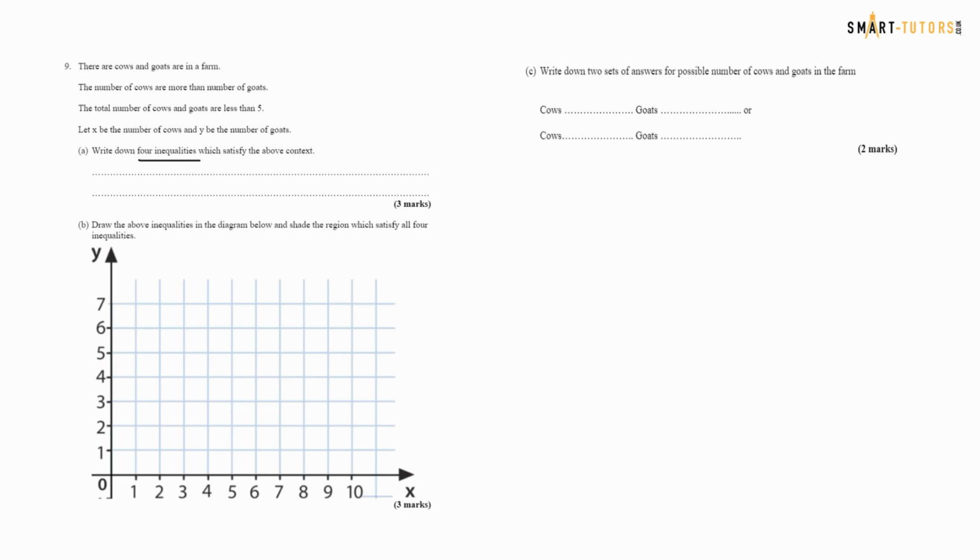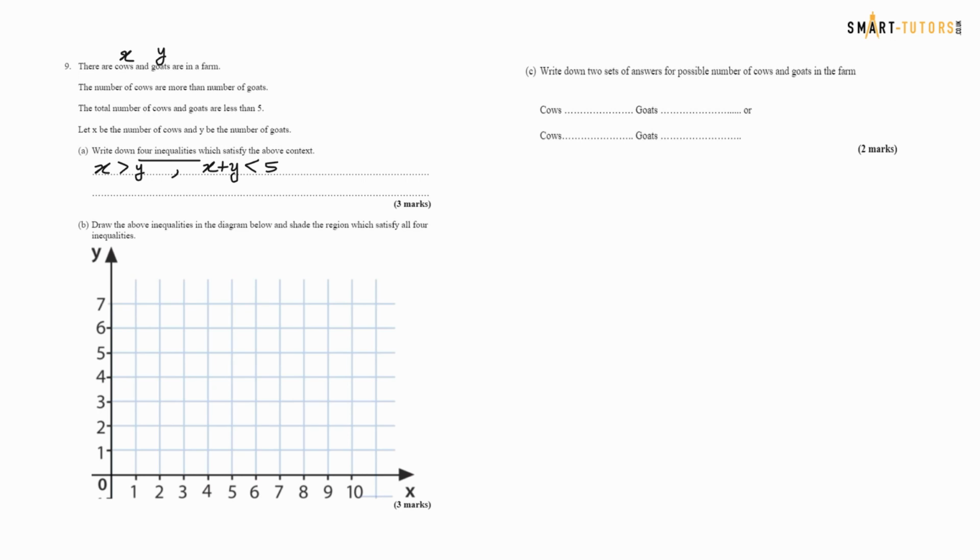So what we want to do: let x be the number of cows, and y the number of goats. The number of cows is more than the number of goats, so the number of cows, x, is more than the number of goats, y, right? And the total number of cows and goats is less than 5. So x plus y is the total number of cows and goats, less than 5, not equal, less than 5. Next one, that's all that is given.